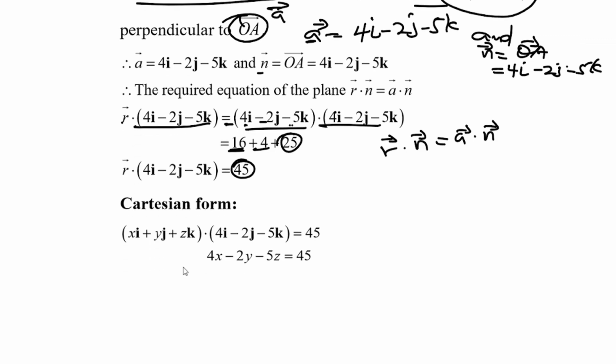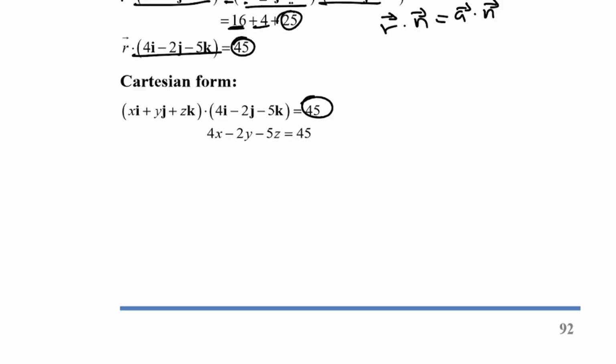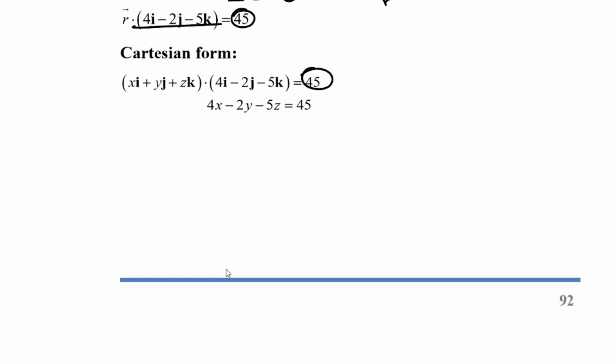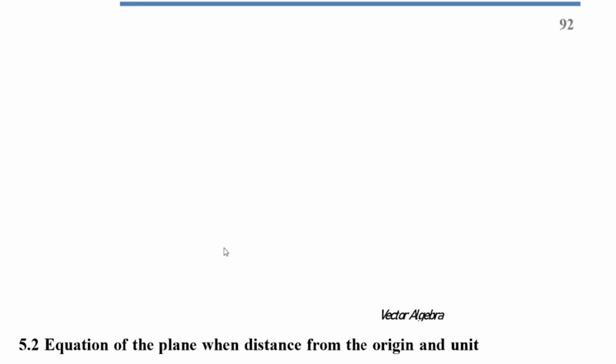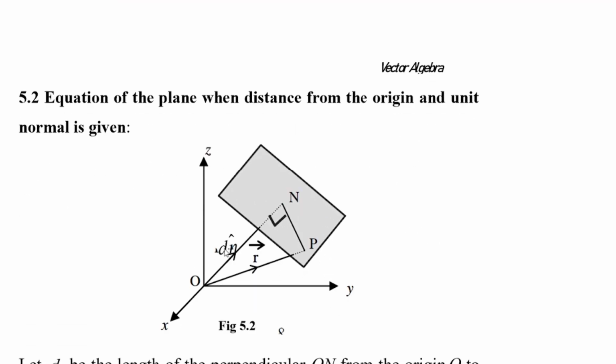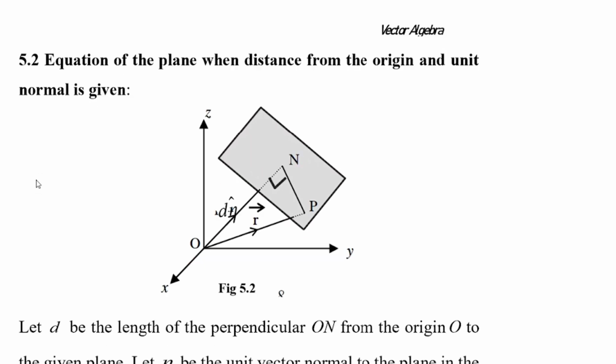Okay. So now in Cartesian form, xi plus yj plus zk dotted with this one will give us 45. For that matter, if we dot the two, we are going to have the Cartesian form of the equation as this one dot this, and we get back to the same answer. Equation of the plane when the distance from the origin and the normal is given.